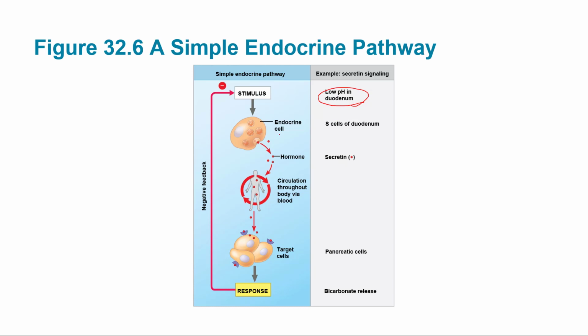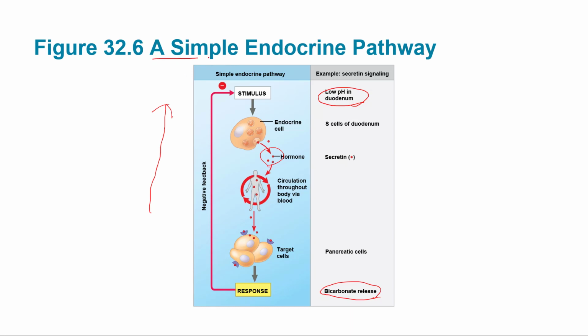That causes something to happen. In this case, hormones are released from an endocrine cell, travel through the body, and they're picked up by target cells, in this case in the pancreas. The response is a release of bicarbonate, which is basically baking soda. Baking soda causes the pH to go in the other direction, okay? Negative feedback.